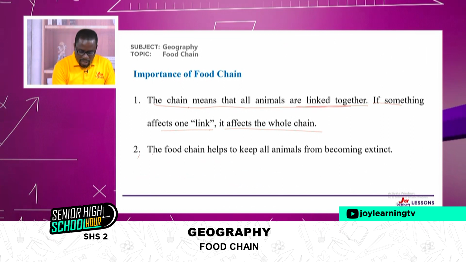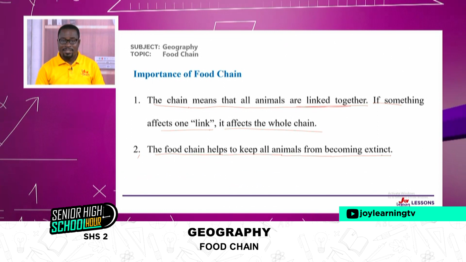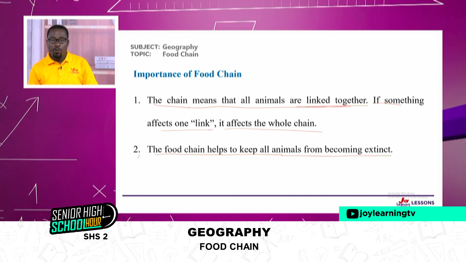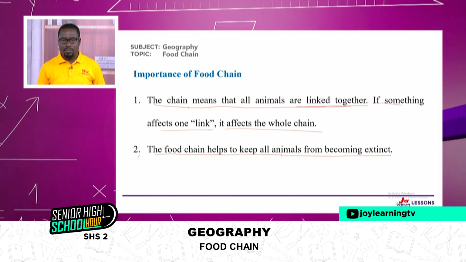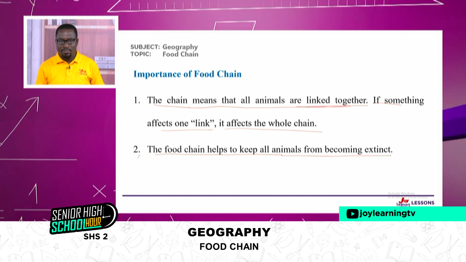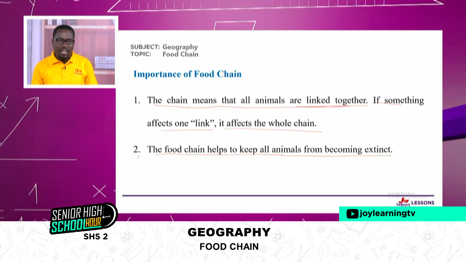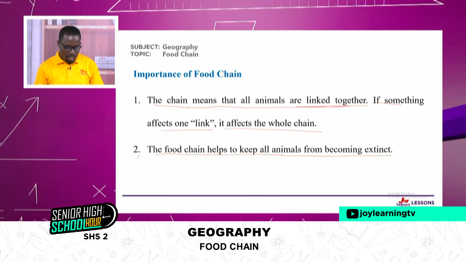2, the food chain helps to keep all animals from becoming extinct. No food chain, no life. So for a life to exist, food chain must also work. So then the food chain is very, very what? Important.